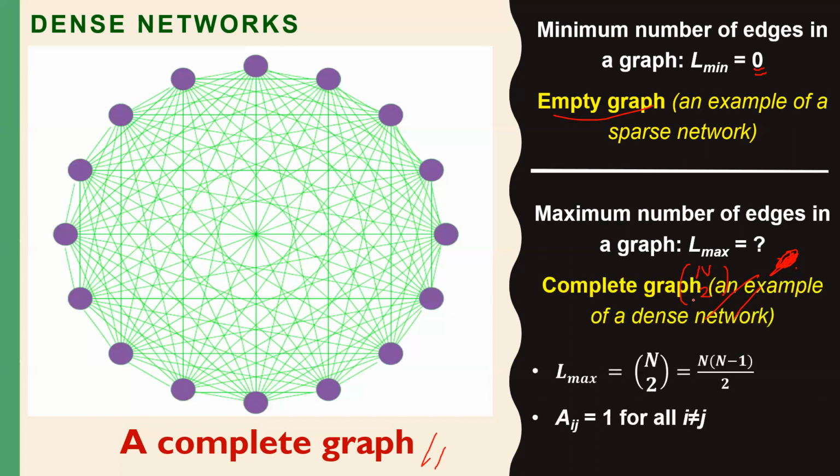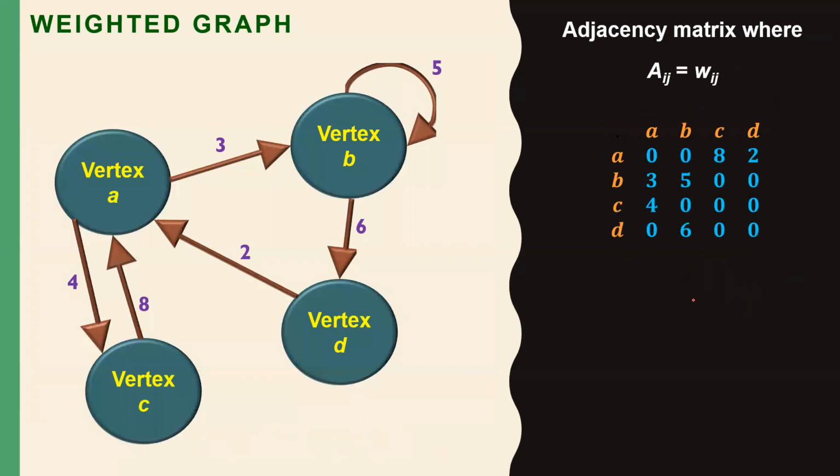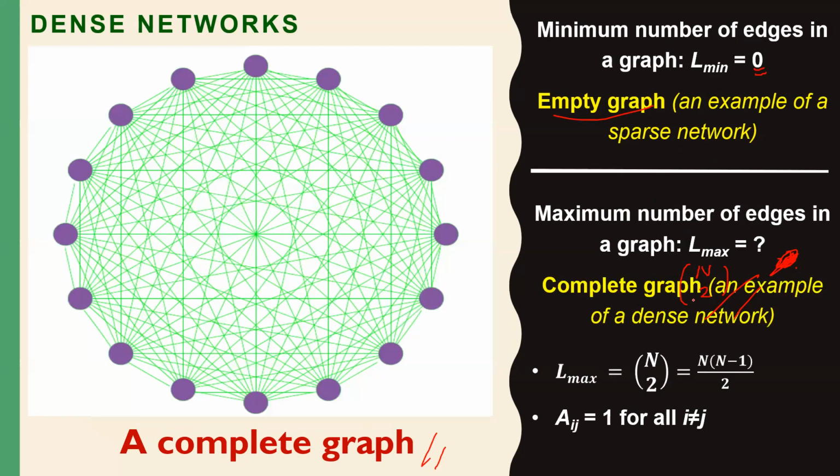Right. But in practice, most networks are sparse, right? And that is a blessing for us because computing things involving a sparse matrix is much more efficiently carried out using computers than when you're dealing with dense matrices.